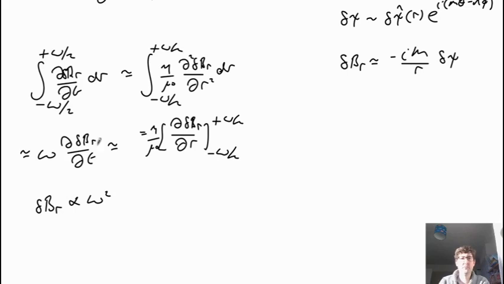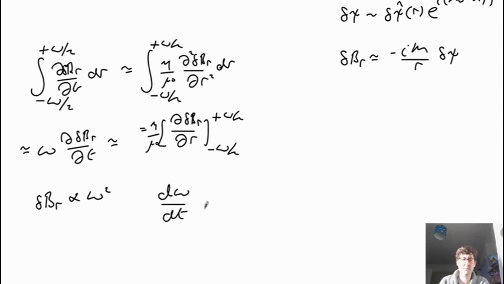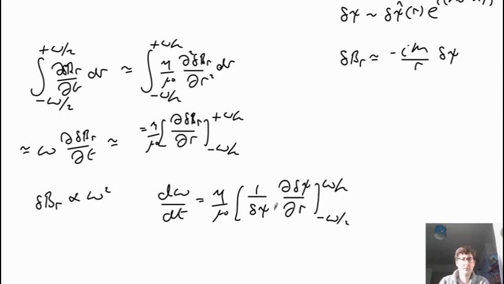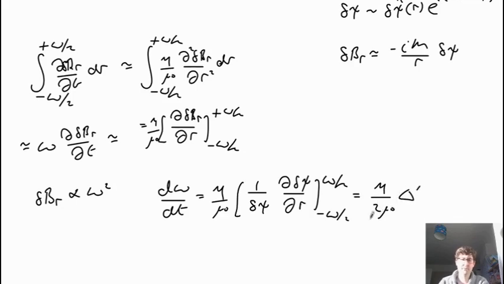And so you can turn this into a d by dt of the width, and so you end up with dw by dt. You bring essentially some of these w's over to the other side, and you end up with eta over mu naught, and again this jump term here. And you can absorb one of the w's into this delta psi, and this is just eta over 2 mu naught times the tearing stability index, delta prime.